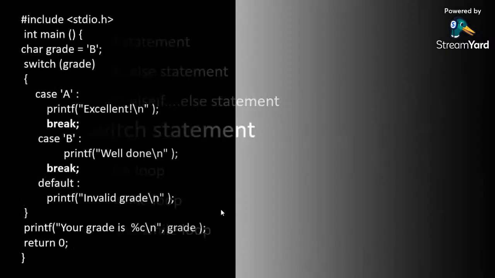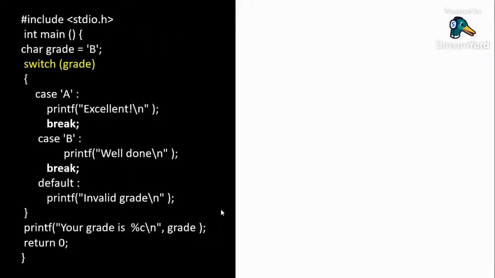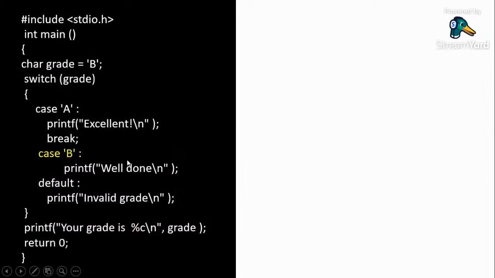So next is the switch statement. How switch works is basically you'll have cases here. You'll have to enter a grade value. In this case, it's a grade, and the grade is B. We'll have multiple cases, so wherever the reference grade matches, that gets printed. In this case, B, so well done gets printed. That's how switch works.